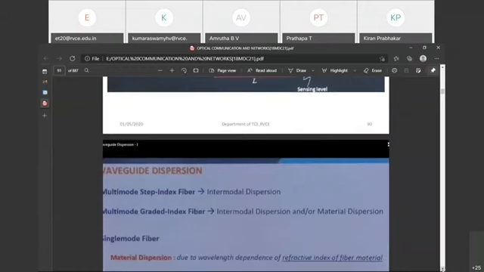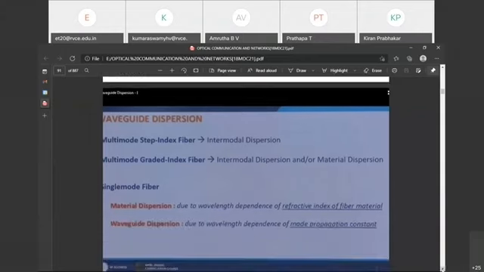This leads to a kind of dispersion called waveguide dispersion. Waveguide dispersion occurs with multimode step index fiber, meaning you will have intermodal dispersion. Graded index fiber will have both intermodal and material dispersion. We are going to see all these one by one. First, what is material dispersion? It is due to the wavelength dependence of the refractive index of the fiber material. Waveguide dispersion is because of the wavelength dependence of the mode propagation constant. So there are two things with this.